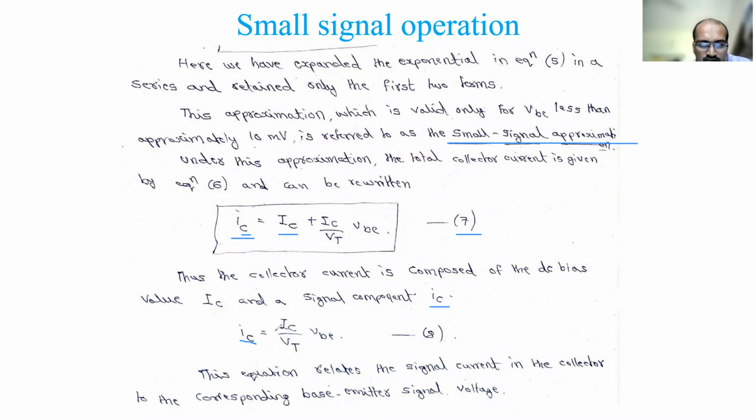So this is equal to IC by VT into VB. Only this part I am writing over here. This is nothing but the signal current, small ic. You know that the instantaneous collector current equals DC current plus signal current, and this signal current I am writing over here because that is our final output. That's our heading, right? Collector current and transconductance, we are going to give the expression. Now I got the expression for the collector current, which is given by the DC collector current by the thermal voltage into the signal component VBE. So this equation relates the signal current in the collector to the corresponding base emitter signal voltage. So this is our ic.